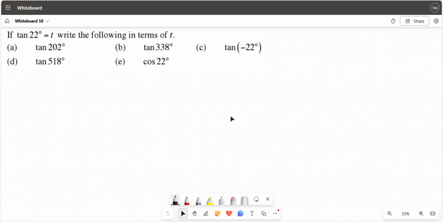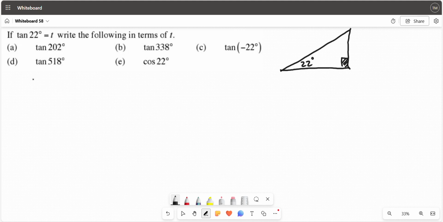Alrighty, so this next question says if tan 22 degrees is equal to t, in terms of t, find all those other ratios. So what we're going to do first is draw a diagram. There's our triangle, always a right angle triangle. I have my 22 degrees there.